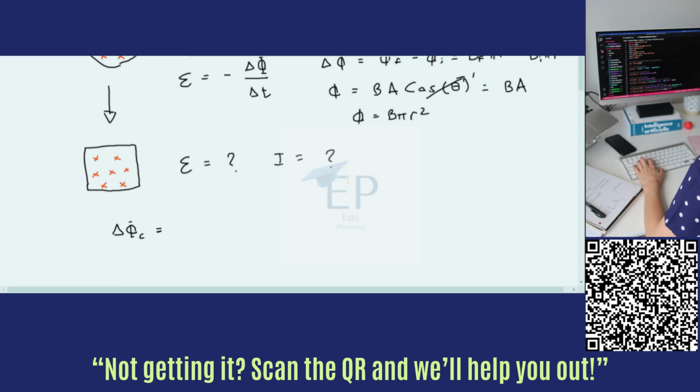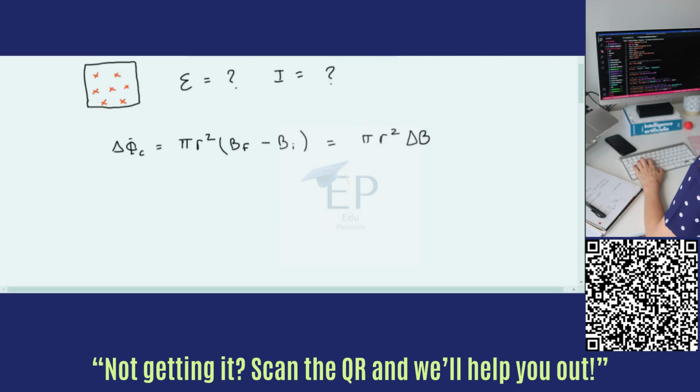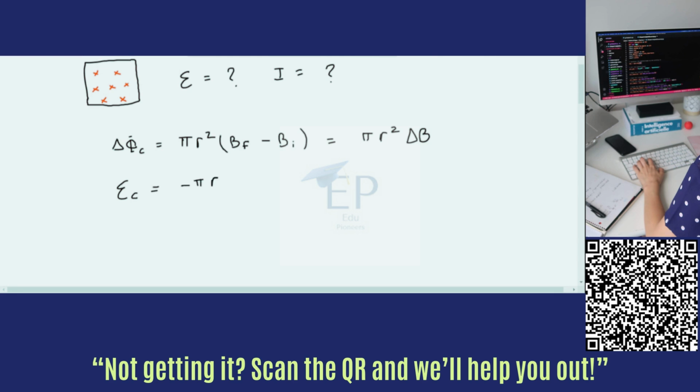if we factor out a pi r squared, it's going to be pi r squared times B final minus B initial, or just pi r squared times delta B. And if we plug that into our Faraday's law over here, we'll just have that for the circular loop, the induced EMF is minus pi r squared delta B over delta T.